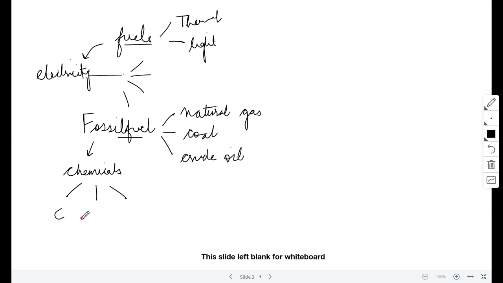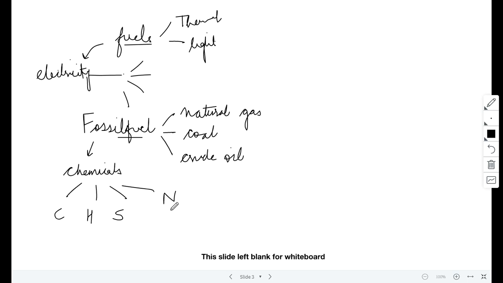Carbon, hydrogen, sulfur, nitrogen. And in fact that is why we always say that plants and animals are organic material. Why do we call them organic material? Because they have these elements.